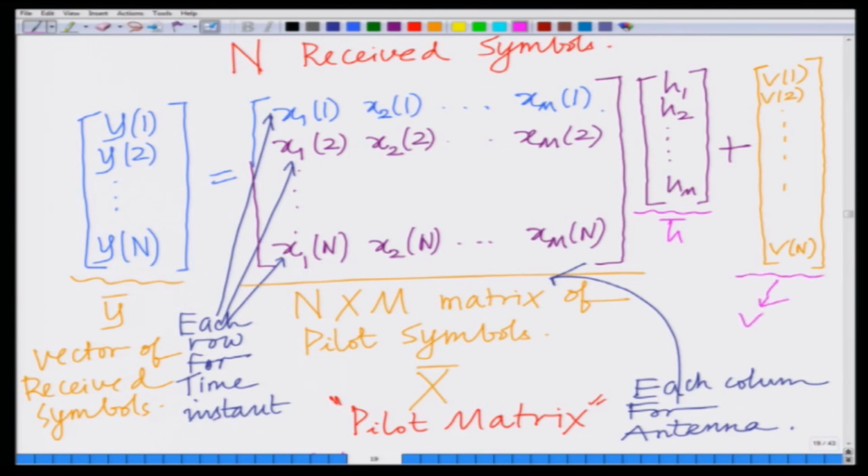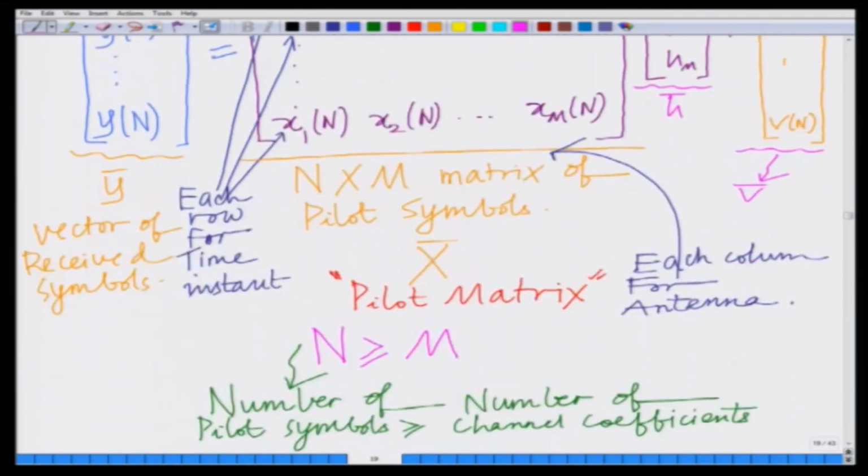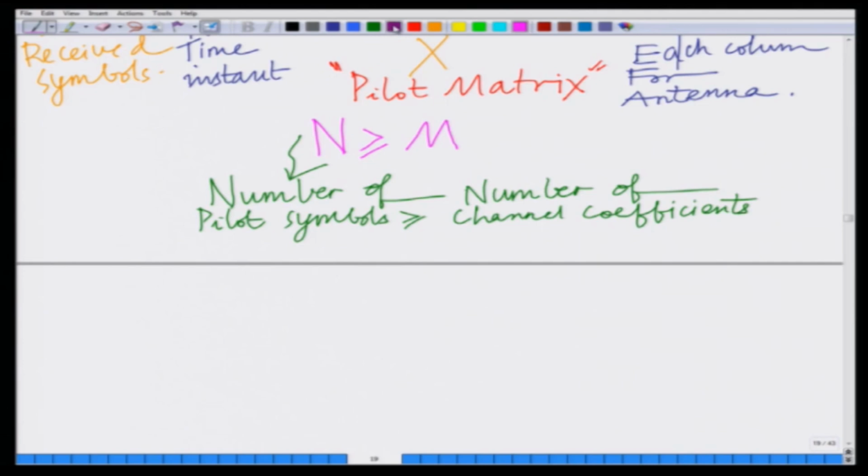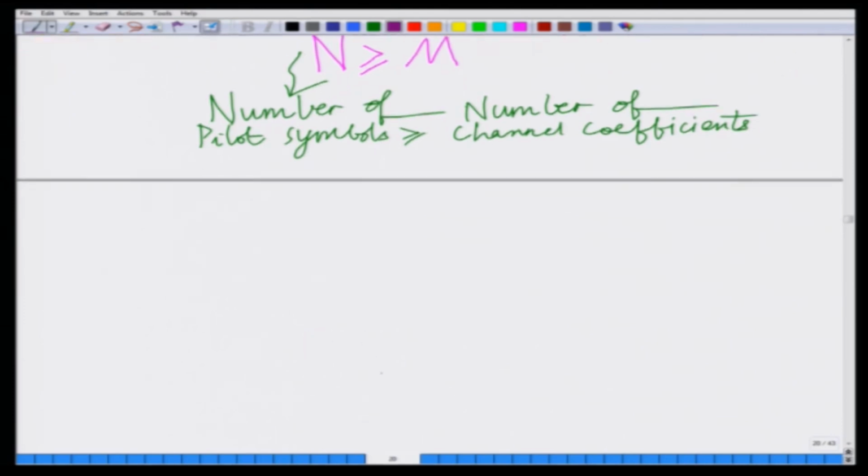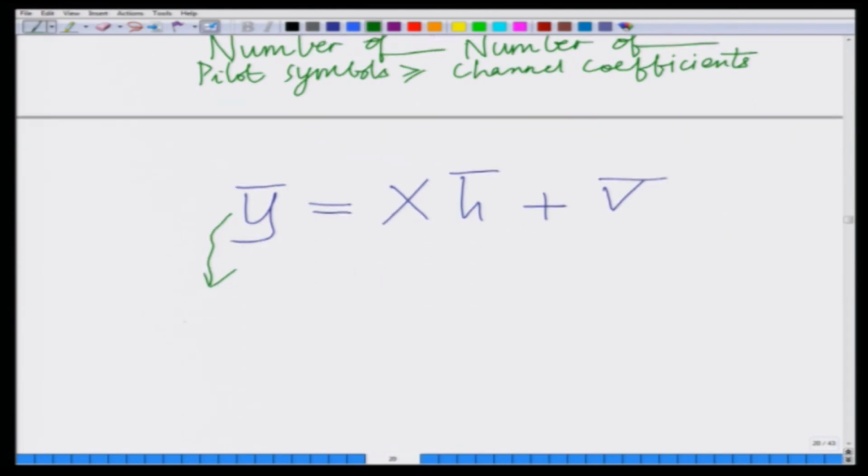This is the noise vector v bar, which contains the n noise coefficients v1, v2, vn, corresponding to the n received samples y1, y2, yn. And now, if I write this entire thing together succinctly in vector notation, let me write that clearly, because understanding this is very important, as we are going to use this notation going forward in vector parameter estimation: y bar is equal to x h bar plus v bar, where let me again, for the sake of clarity, define these things.